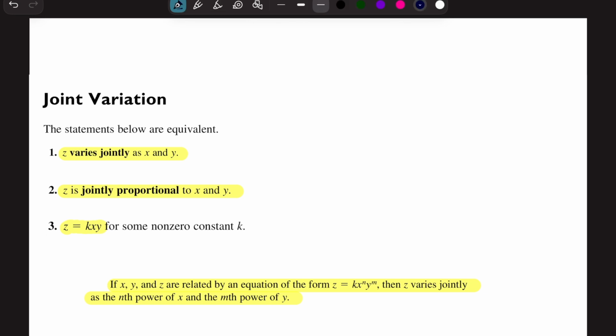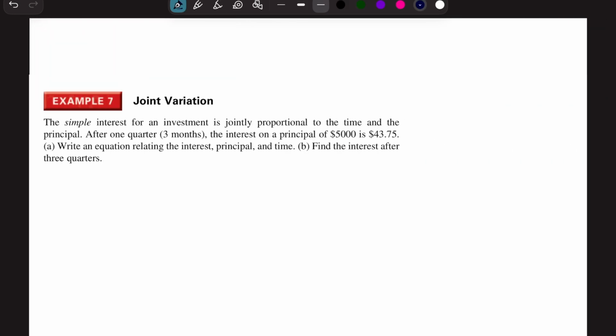All right, so let's do one joint variation example. This is for all you finance bros. We're going to be talking simple interest here. So we say the simple interest for an investment is jointly proportional. So right away, jointly proportional, we know that's Z equals KXY form, although we might use different variables. So jointly proportional to time and principal, principal being your initial investment amount.